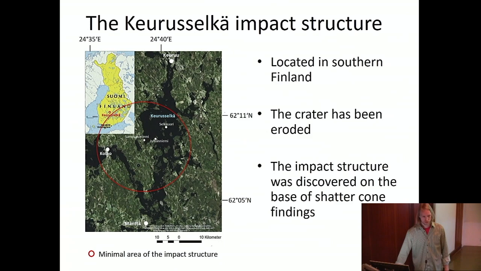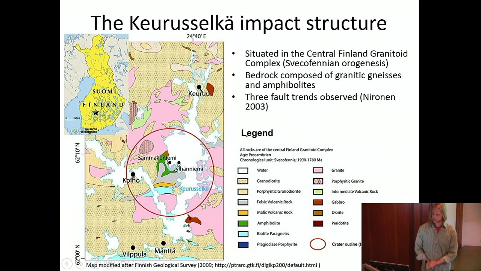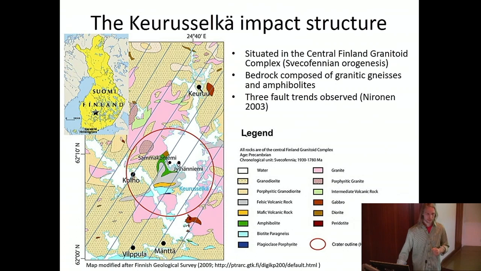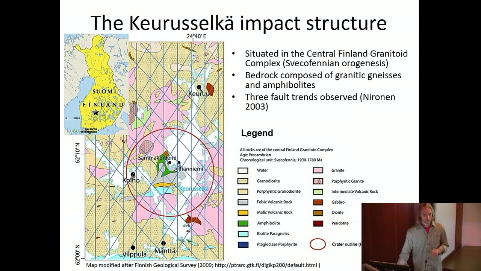Now the geology of this is mostly granitic gneisses and amphibolites, which are part of the central Finland granitoid complex. That one formed about 1.88 billion years ago during the deformative part of the Svecofennian orogenesis. There are three regional fault orientations discovered by Nironen. One strikes northeast-southwest, one strikes northwest-southeast, and one strikes north-south. So when we analyze the joints in our impact structure, we have to keep that in mind, that these are already there.